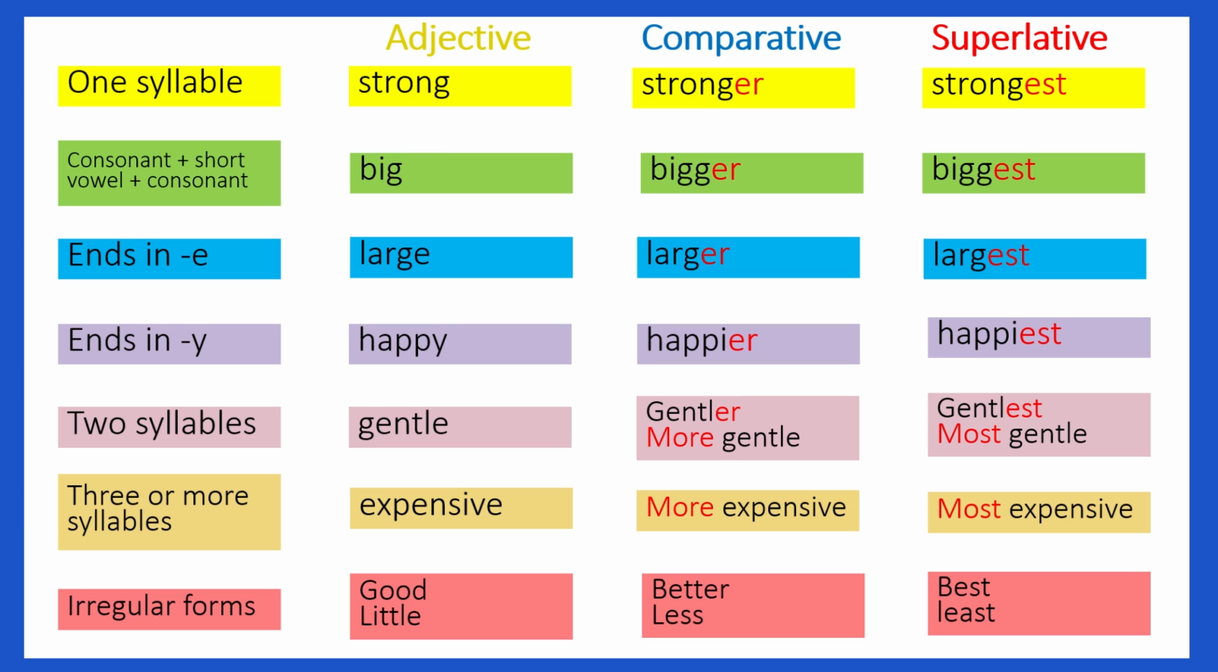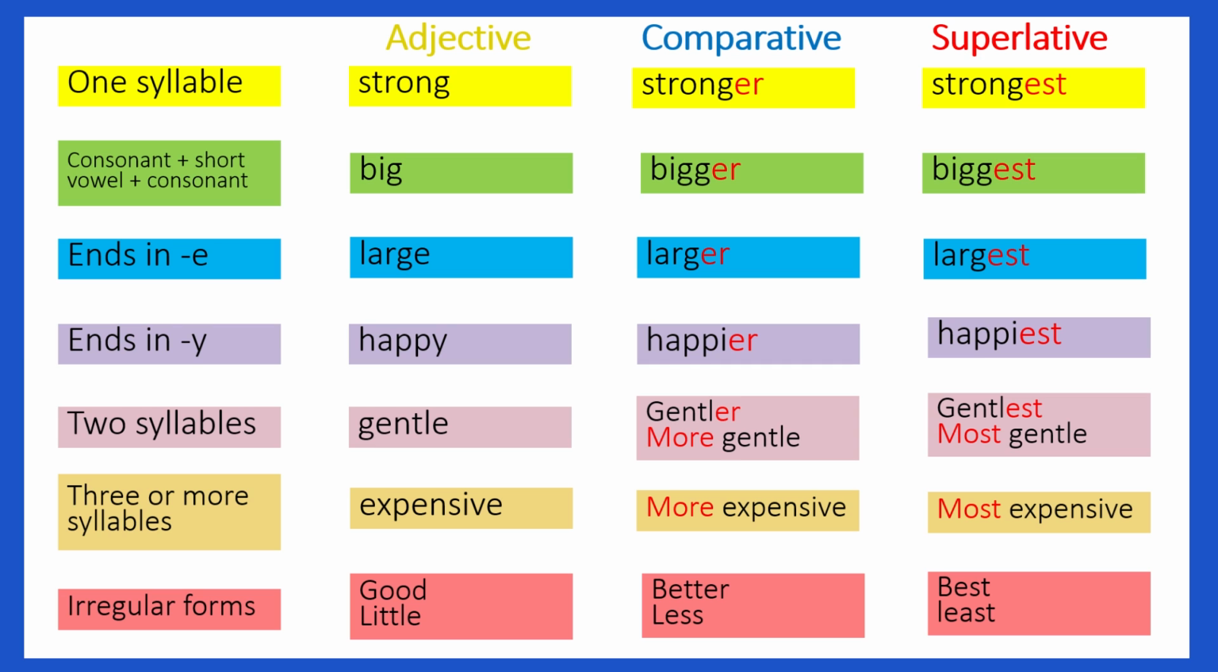Okay, the fifth one, please take a look at this. The two syllables here. For two syllable adjectives, there are two ways in which we can form the comparative or superlative adjective. When forming the comparative, we can put the word more before the adjective. However, in some cases, we can just add er to the end of the adjective. Meanwhile, for the superlative, we can add the word most before the adjective, and you can also add est at the end of the adjective.